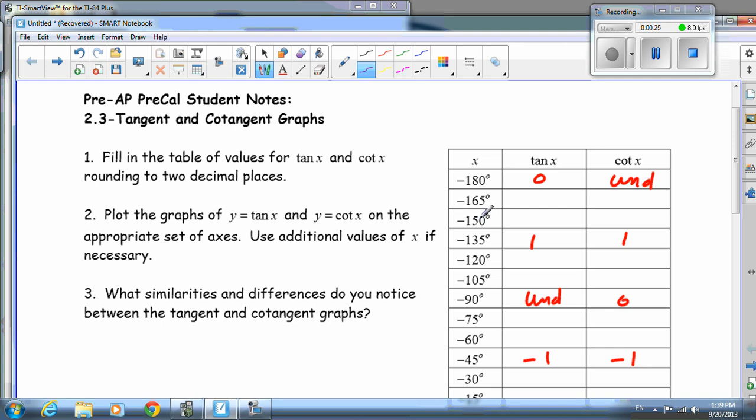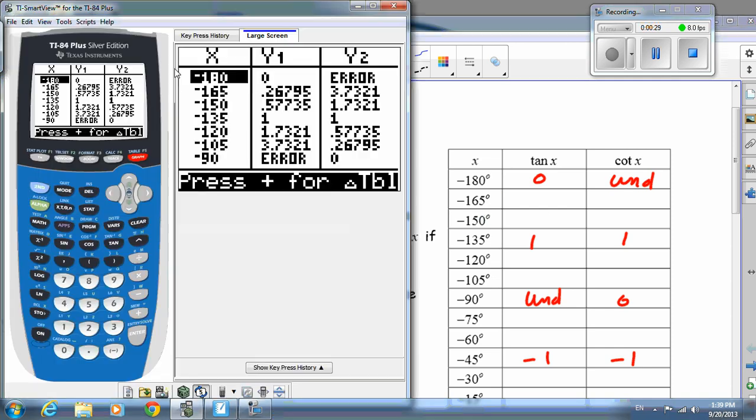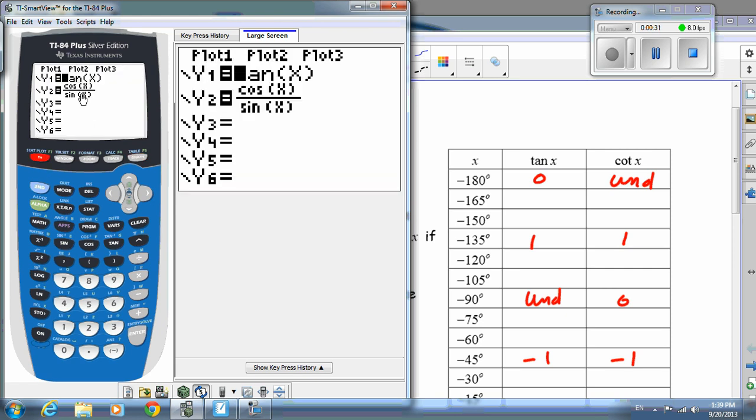Now on your calculator, I want you to write y equals tangent x on the y1, and on the y2, I want you to write cotangent x. Keep in mind, cotangent is cosine over sine. I do not want you to write 1 over tangent because it will make a little difference.